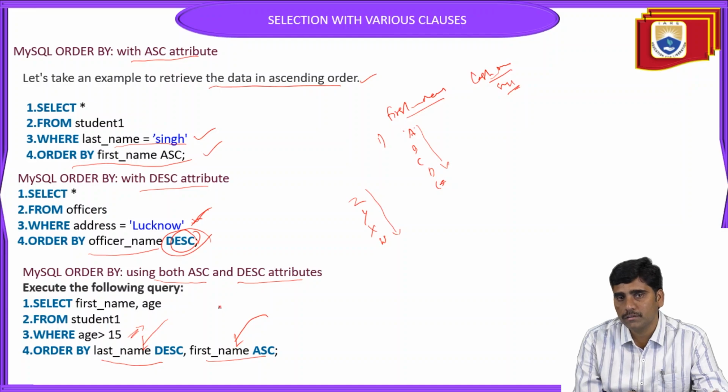Whoever has an age greater than 15, the first name and age should be displayed. How does it display? It displays with last name in descending order and first name in ascending order.